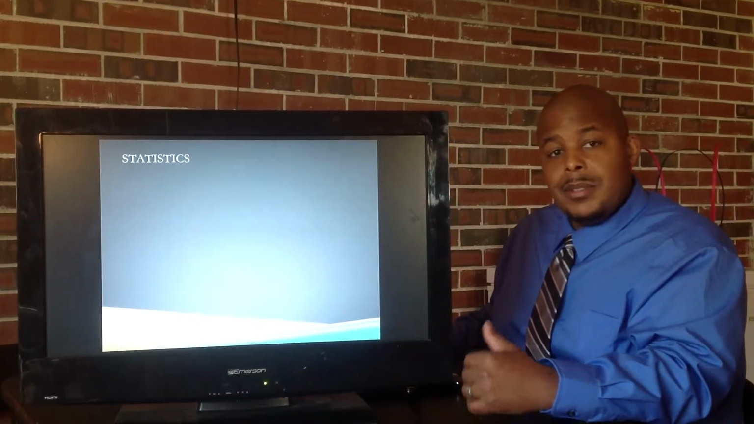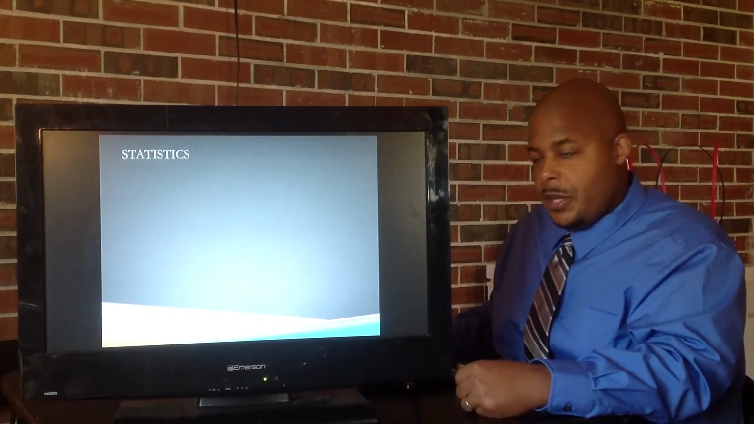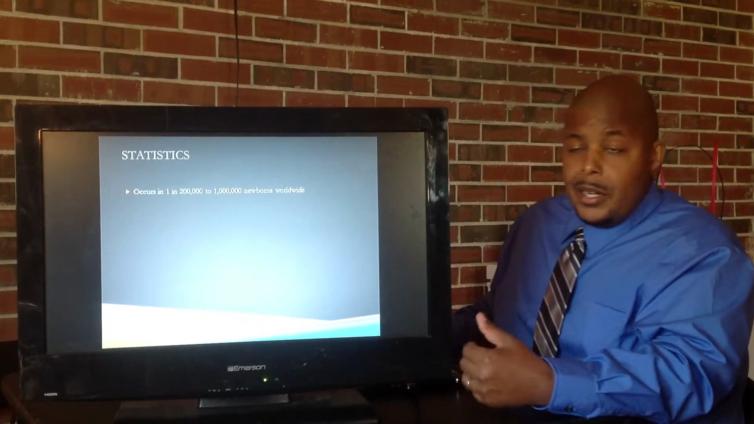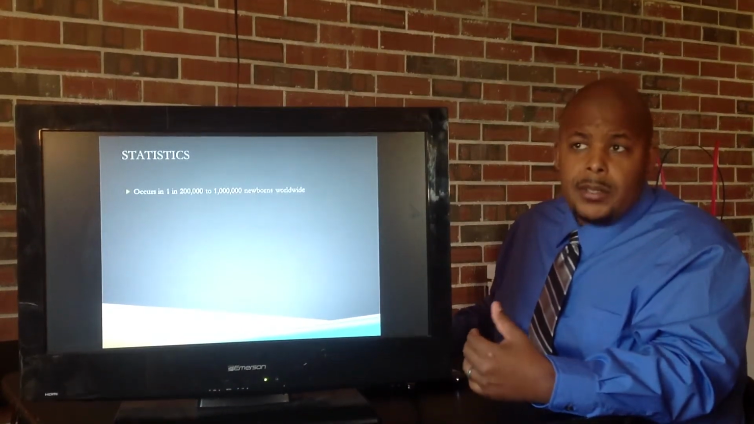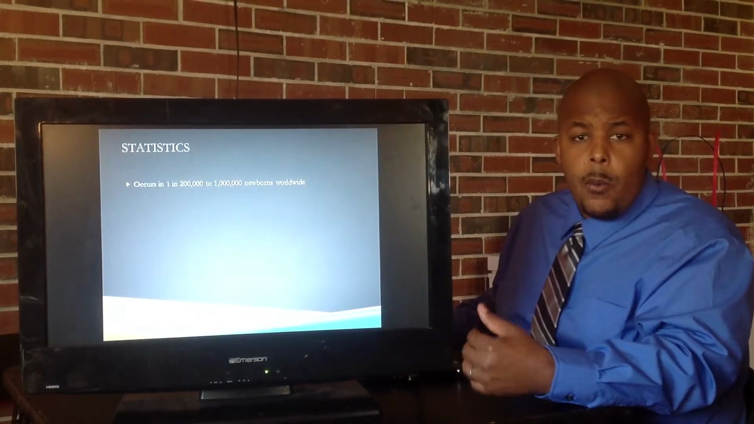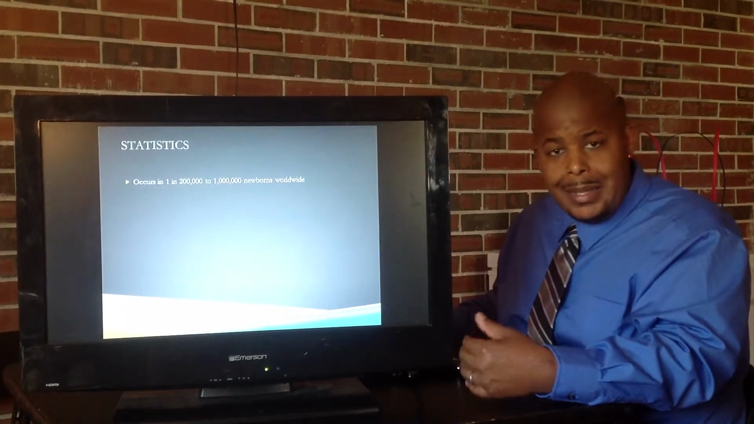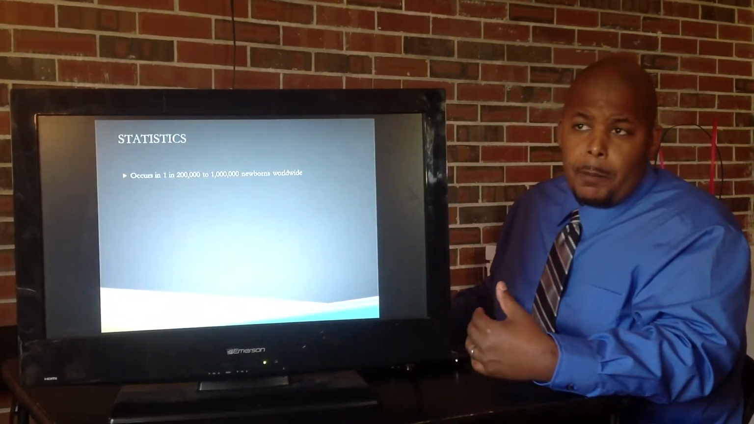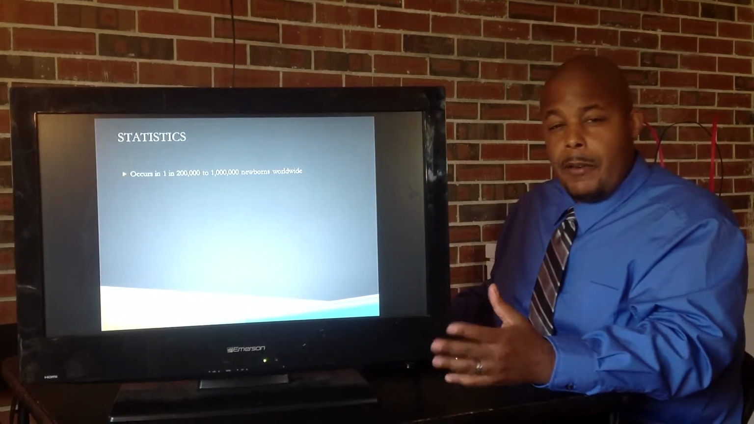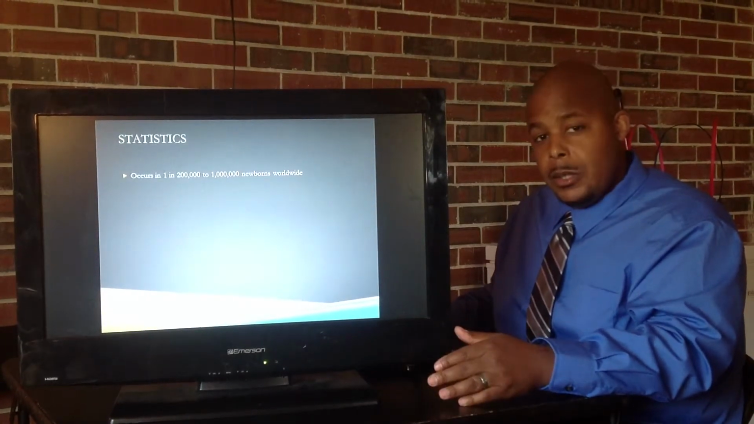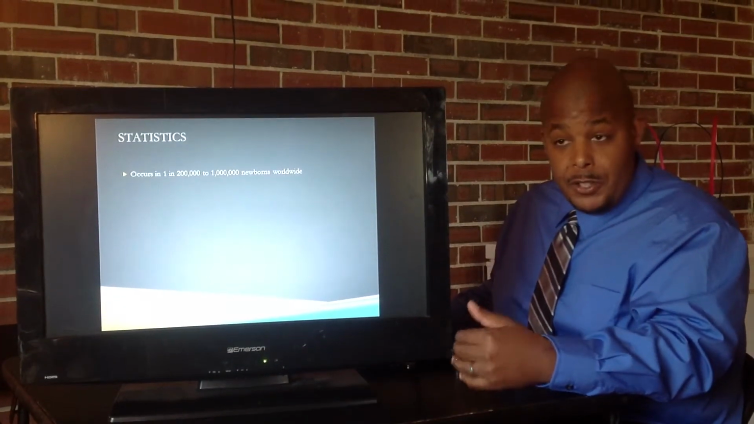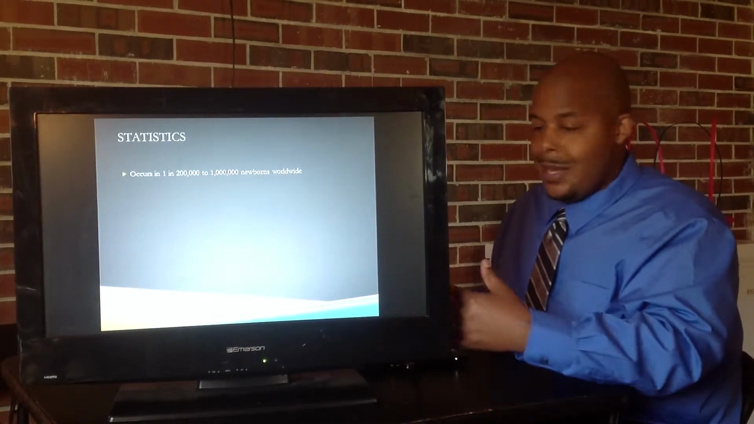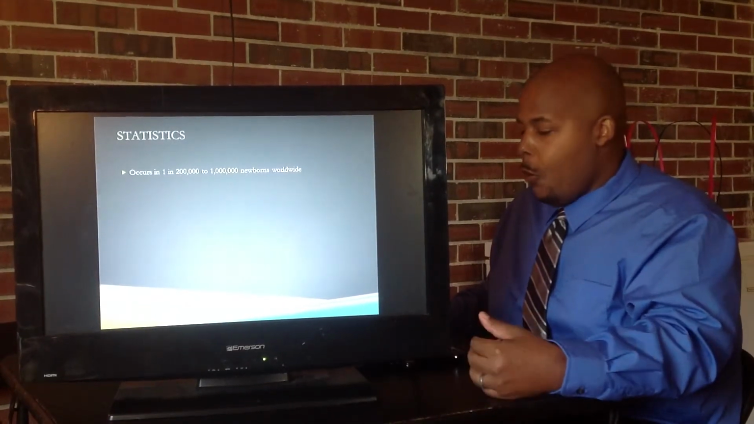So here are some statistics associated with ADA deficiency. It occurs in about 1 in 200,000 to 1 million. So if we were to extrapolate these numbers, there are about 4,000 to 5,000 infants in the world that are born with ADA deficiency if we were to take these numbers and extrapolate them worldwide.